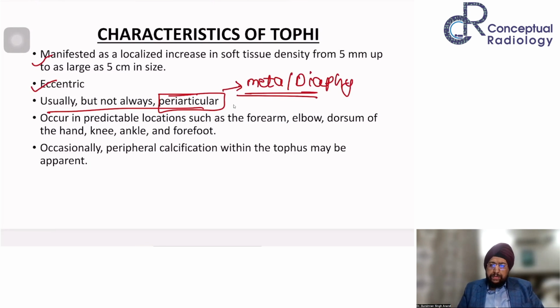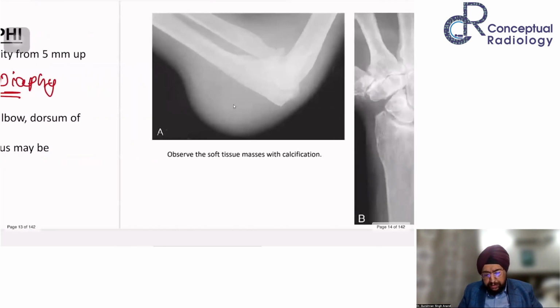They occur in predictable locations and sometimes they may have peripheral calcification as well. And these tophi are responsible for the classical characteristic juxtaarticular erosions which are seen in gout. I'll show you how in the coming slides.